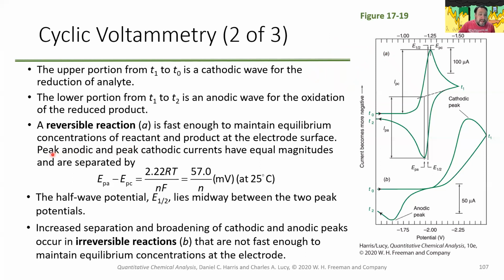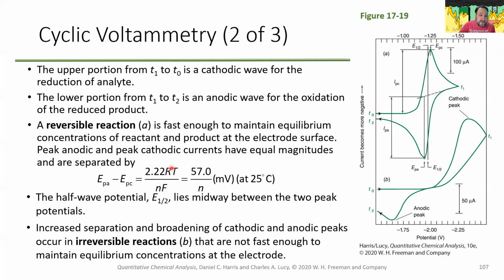And the peak anodic and peak cathodic currents have equal magnitudes, right? So the height between there and there is the same as between, if you draw a line on this part here and here. Okay. The separation between Epa, our peak anodic potential, and our peak cathodic potential, halfway in between them is our E1/2. And the magnitude of that separation is related to 2.2 RT over n times F, right? So 57.0 divided by n, right? Because R is a constant, temperature at 25 degrees is constant, and Faraday is a constant.